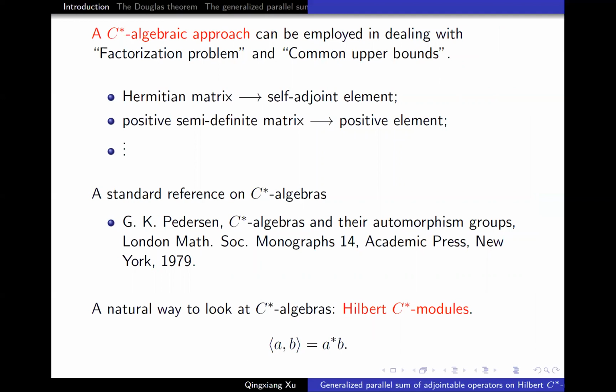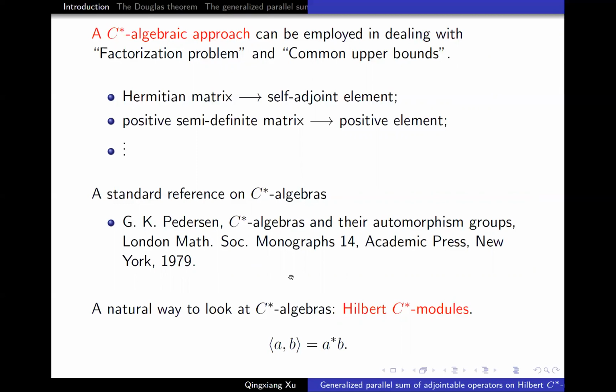A C*-algebra approach can be employed in dealing with these two problems. Actually, there are some similarities between matrices and elements in a C*-algebra. For example, in matrices, we have Hermitian matrices, and in C*-algebras, we have self-adjoint elements, and some other similarities. A standard reference on C*-algebras is a monograph written by Pedersen, published many years ago.